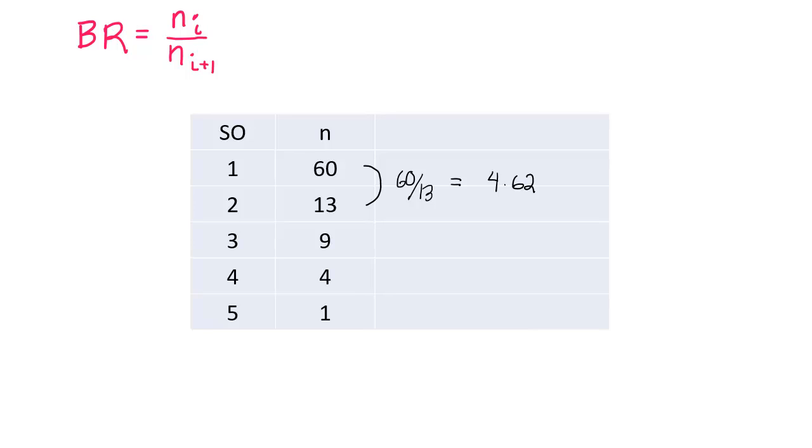And we can do this also for streams of order 2 and 3. We'd get the ratio of 13 to 9, or 13 divided by 9, which is 1.44. Between stream order 3 and 4, we get 9/4, which is equal to 2.25. And finally, between the last two orders, I get a bifurcation ratio of 4 to 1, or 4.0. And you can see that they vary quite a bit.